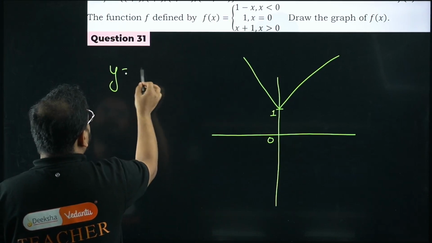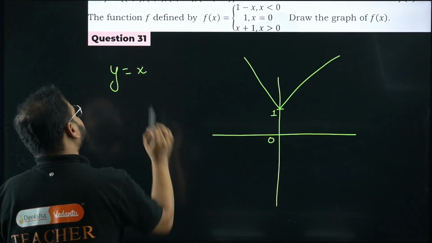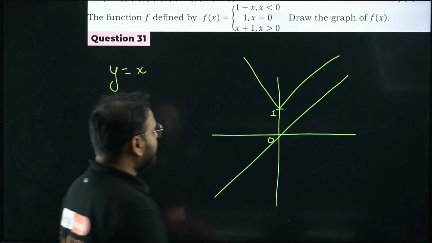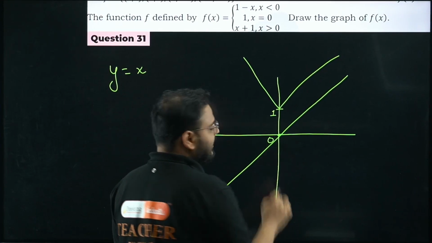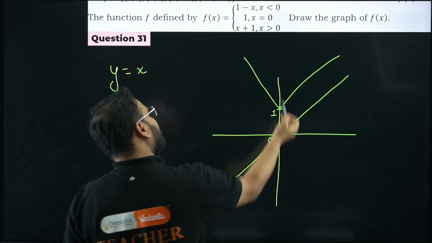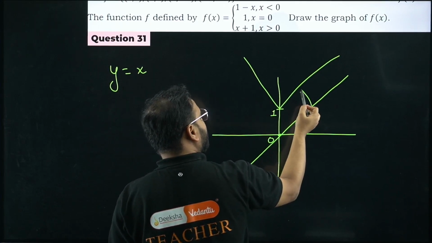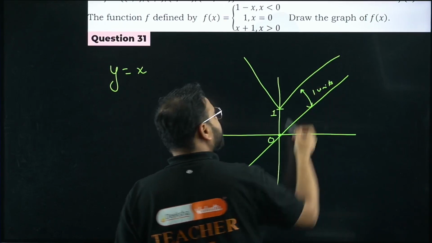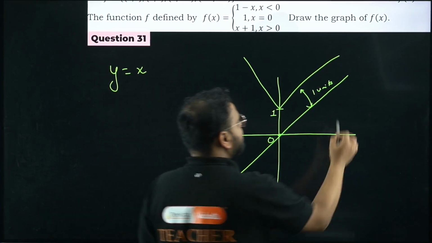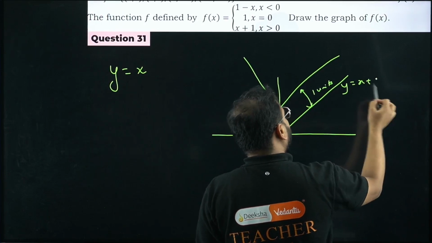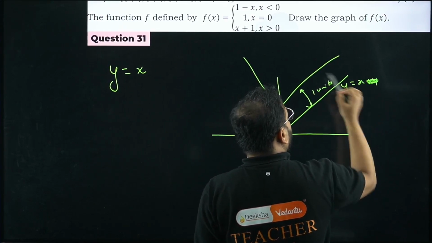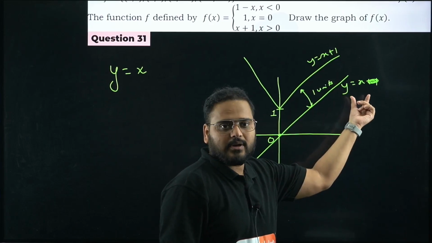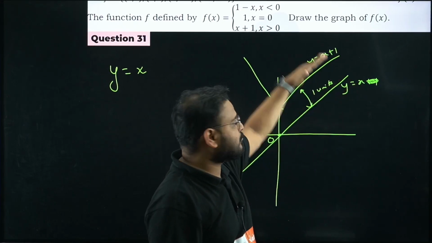Take the graph y equals x. Where is this graph? Not from here, of course from the origin only. Then plus 1 means move this graph by 1 unit. If you move this graph by 1 unit like this, you'll get this. This is y equals x, and this is y equals x plus 1. The graph is moved by 1 unit.